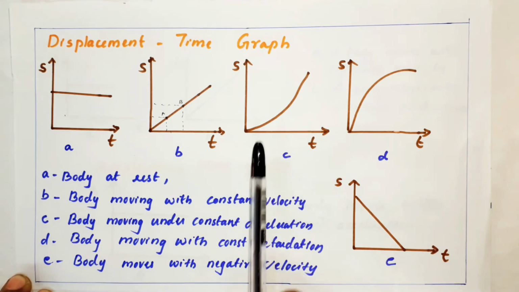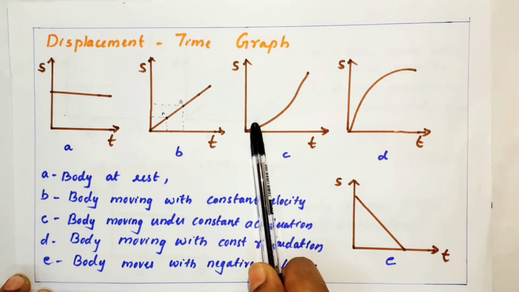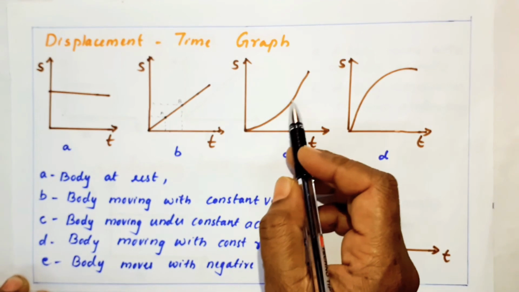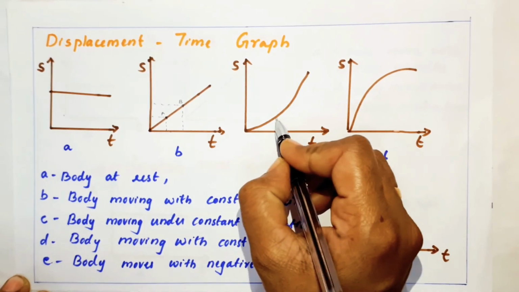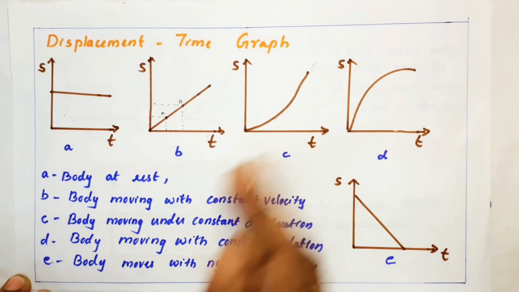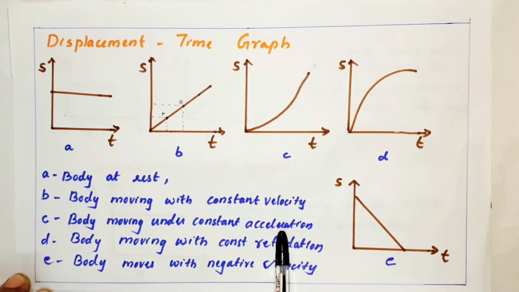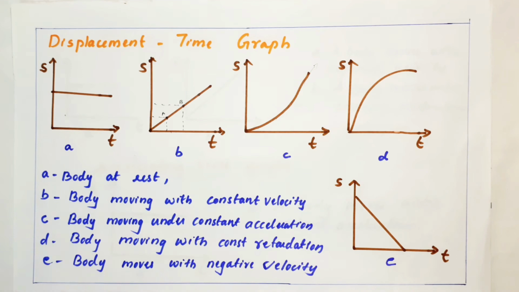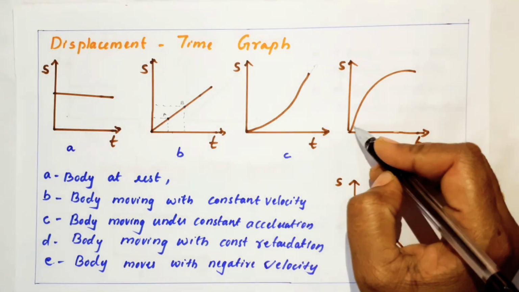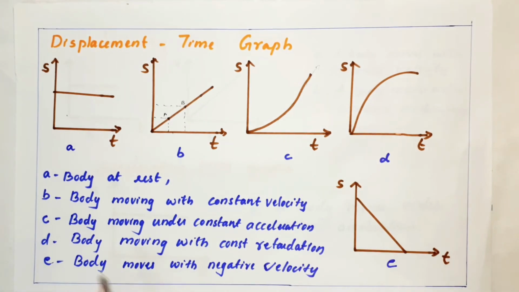But if you see these two graphs, in this graph, if you draw the tangent at each and every point, the tangent is getting increased. That angle is getting increased. So this is the case in which the body moves under constant acceleration. But if you draw the slope of this part, the slope is getting decreased. It means that is a case in which the body moves under constant retardation.